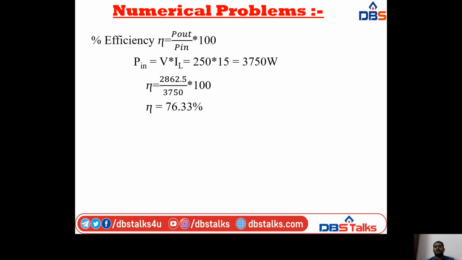Now substitute this input power into the efficiency formula, output power by input power. In the output power place we substitute 2862.5, the previously determined value, divided by the input power 3750, into 100. Finally we have the efficiency equal to 76.33%. Okay, this is the solution for problem number 1.